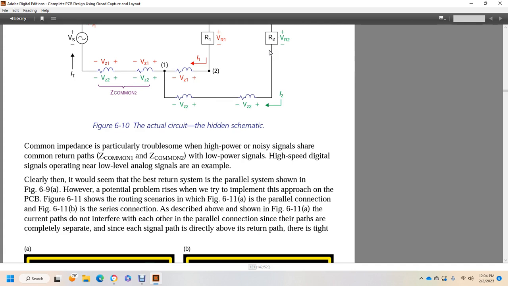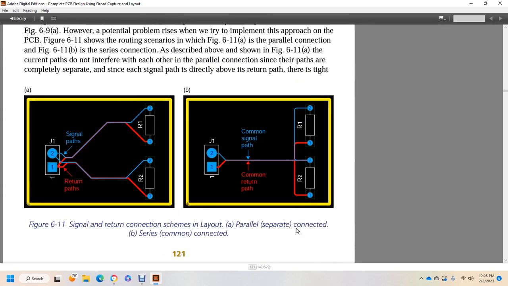High speed digital signals operating near low level analog signals are examples. Clearly, then, it would seem that the best return system is the parallel system approach, figure 6.9A. However, a potential problem arises with the implementation of the approach in figure 6.11, the routing scenarios. The parallel connection is figure 6.11B, and the series connection described above is shown in figure 6.11A. But the current paths don't interfere with the parallel connection, since there is no common path. Since each signal is directly above the return path, it's tight.